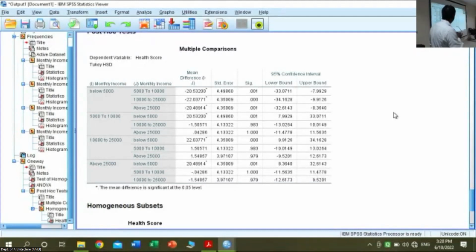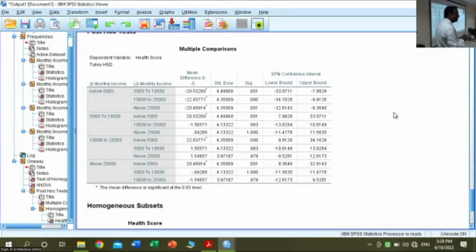Now come on to group number 1 and group number 3. What is the significant value? 0.000. That means the first group is also different from the third group. The mean health score of people from the first group differs significantly from the third group. Similarly, first group and fourth group. Again, the p-value is 0.001. That means the first group also differs significantly from the fourth group.